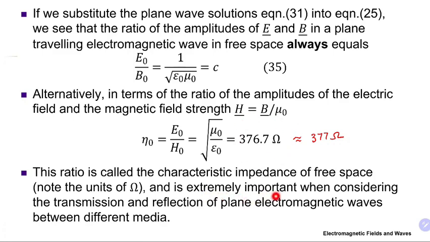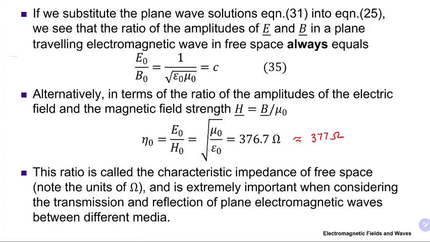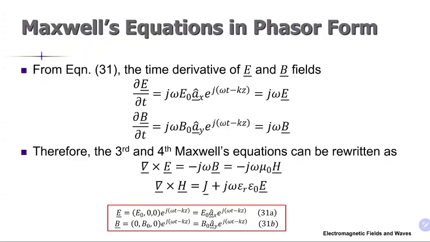And this is an important parameter because it determines how the wave transmits and how the wave reflects when it hits a different plane or different medium while the wave is propagating. So that is how a wave propagates. If it's propagating in the plus z direction, you have an electric field in the x direction and a magnetic field in the y direction. Then it propagates at the speed of light, and it has an impedance of 377 ohms.